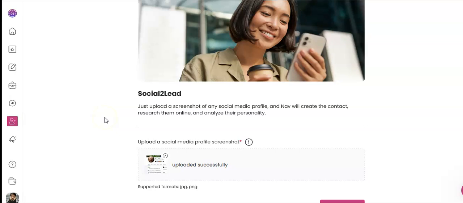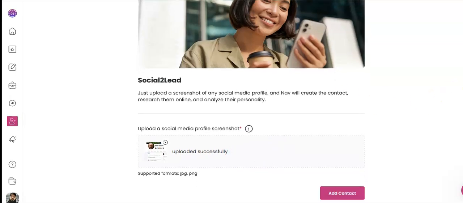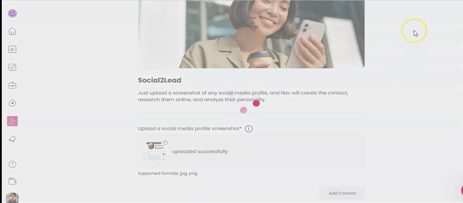Now this just launched. It's called Social2lead. I uploaded this image into the back office of this system. As you can see, it says uploaded successfully. And then all that I did after that was I came down here and clicked on Add Contact. Let's take a look at what happens.